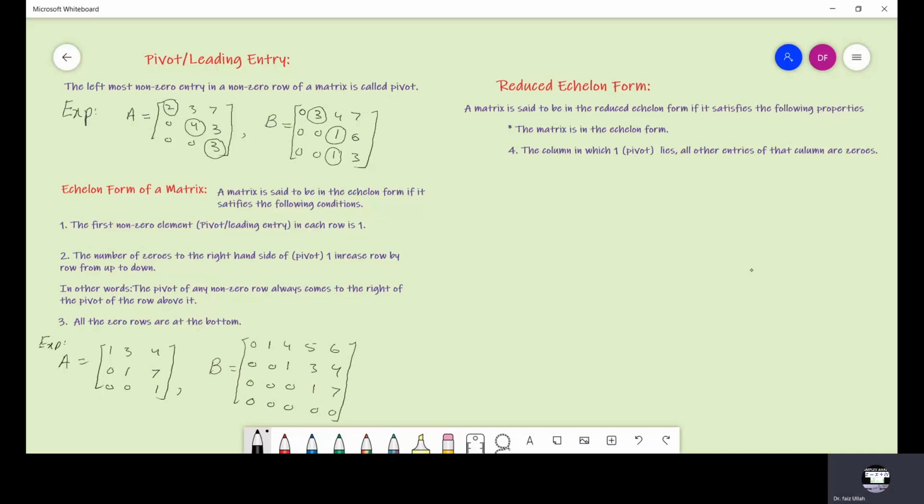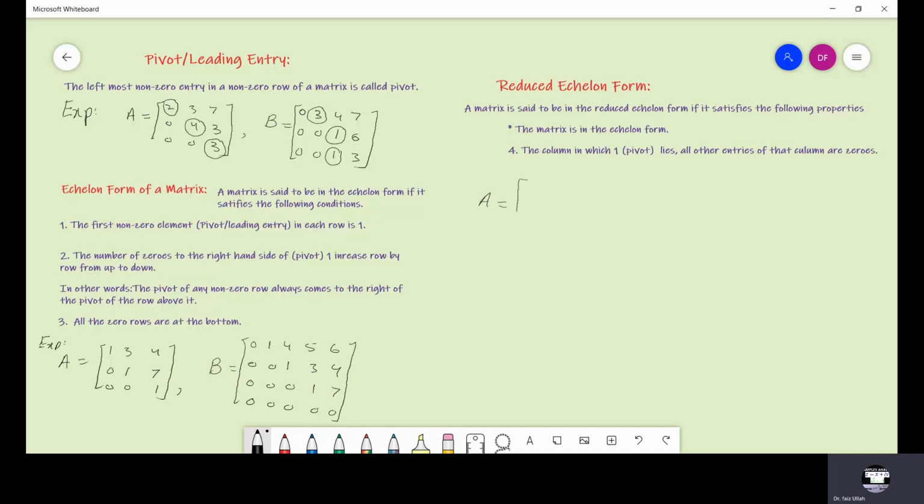Reduced echelon form. We will say that a matrix is in the reduced echelon form if, in addition to these three properties of the echelon form, it satisfies the fourth property: the column in which one lies, all other entries of that column must be zero. Let us see example A.